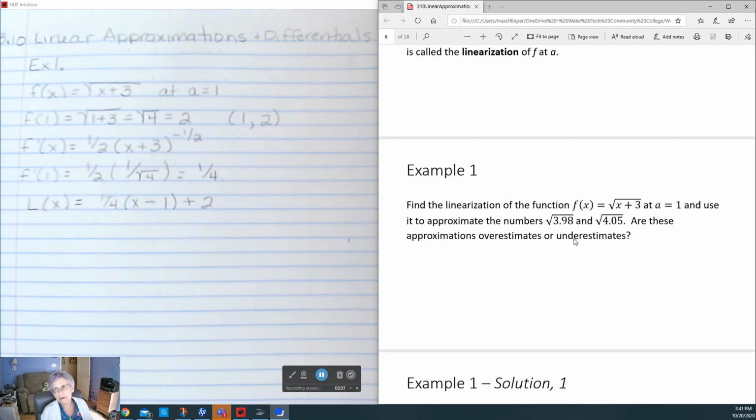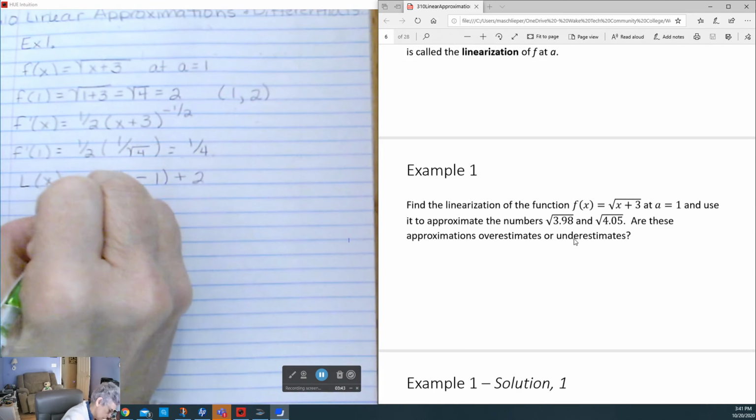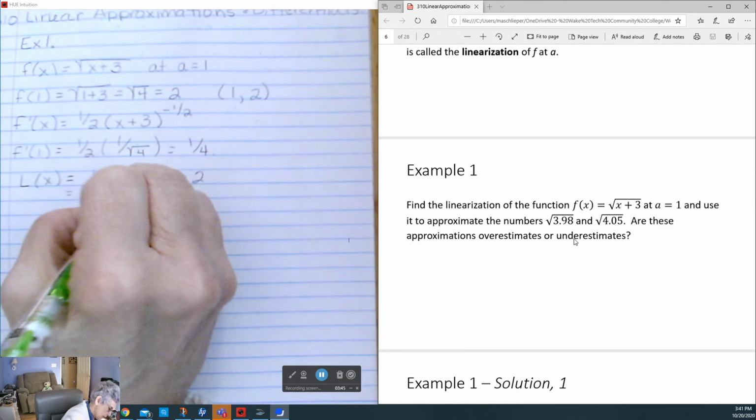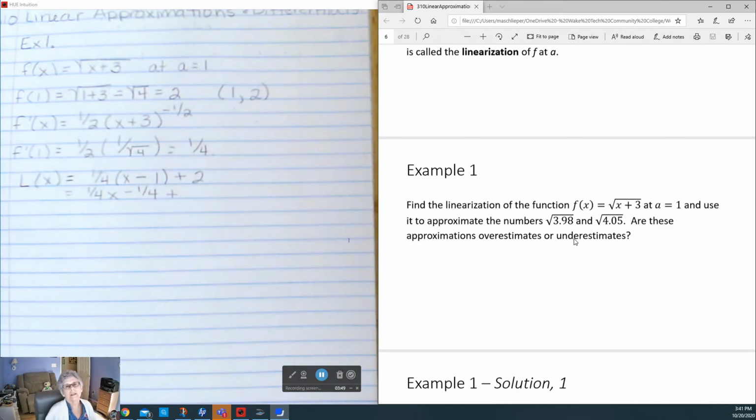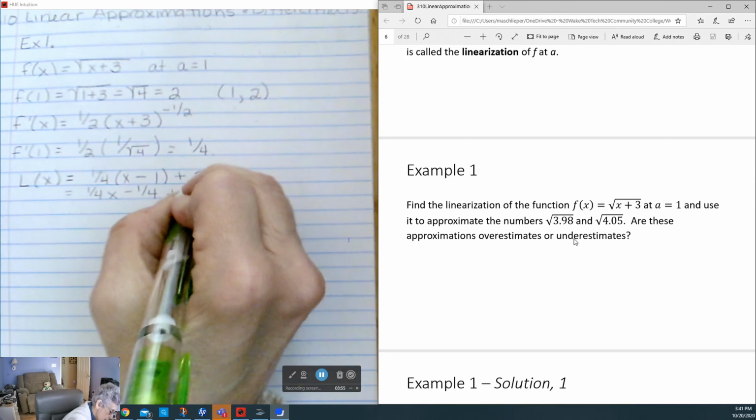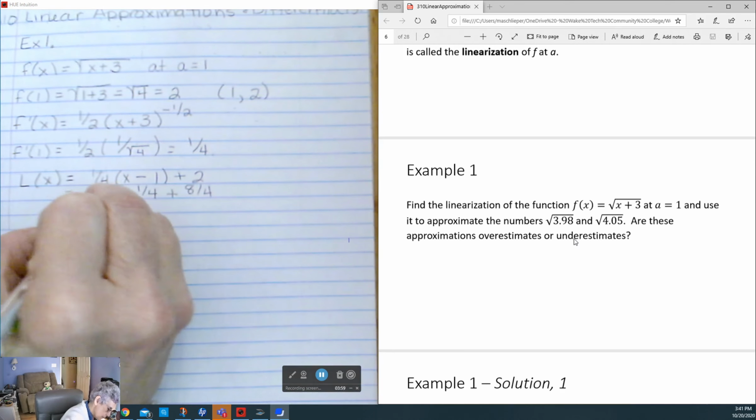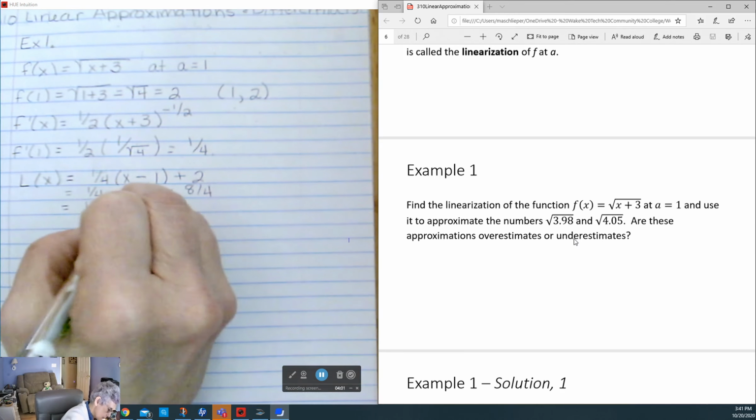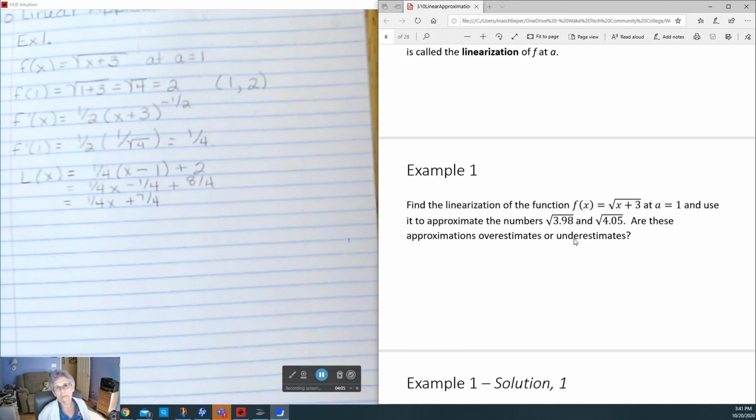Now let's simplify it a little bit because we're going to be plugging some numbers into it. 1/4 of x minus 1/4. And since I know I need a least common denominator, I just as well go ahead and get it. 2 is the same thing as 8/4. So 1/4 of x plus 7/4.